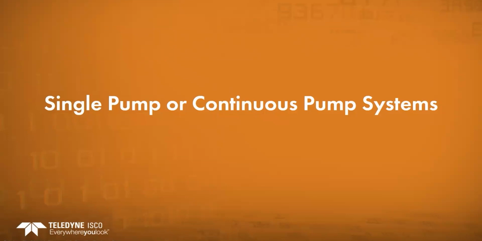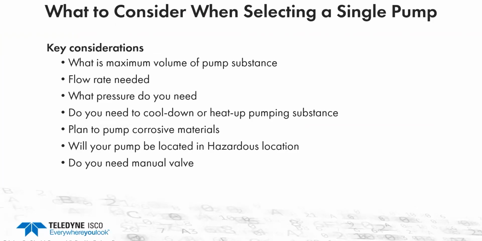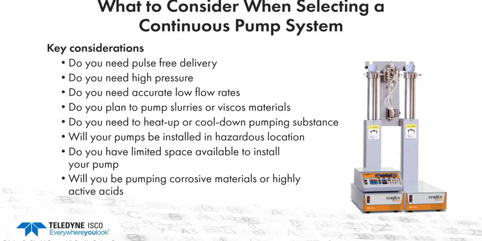So now let's look at the difference when you use a single pump versus a continuous pumping system. When comparing both options, ask yourself, how much fluid do you need to move? If the amount of fluid is within the capacity of a single cylinder, a single pump will work just fine for you. A dual continuous pump system is mainly used when you need to deliver your substance on a continuous basis for a very long period of time, such as days, weeks, months, and so on.